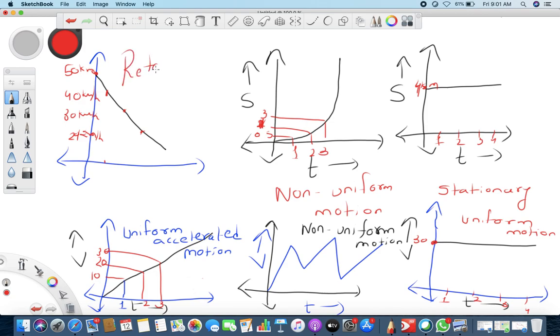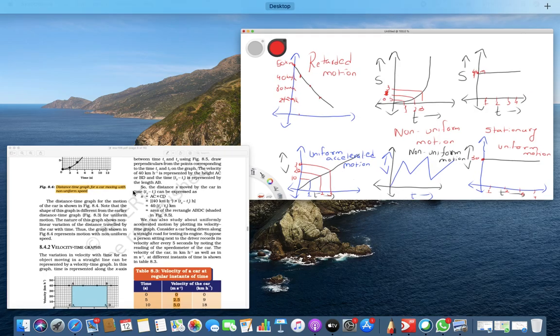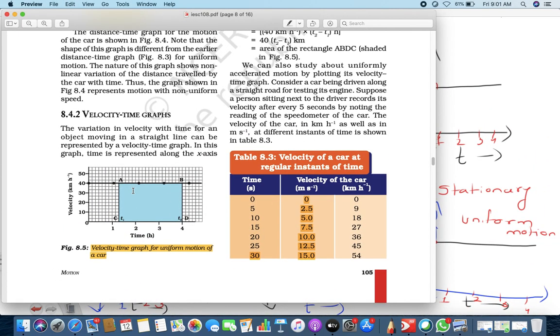So when the speed is decreasing, what motion do you call it? Retarded motion, right? Remember, I told you acceleration can be represented in two forms. One is accelerated and another is retarded. So this is retarded motion. I hope you are getting it. So there are 4 graphs. Let me show you in our textbook. So this is the first one. Can you see this one?